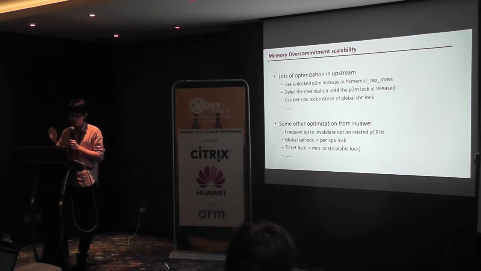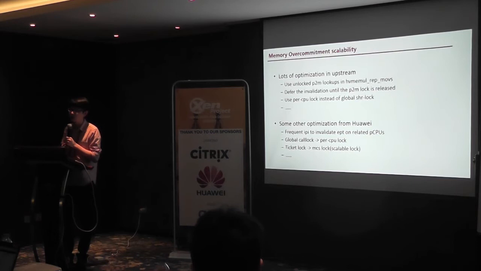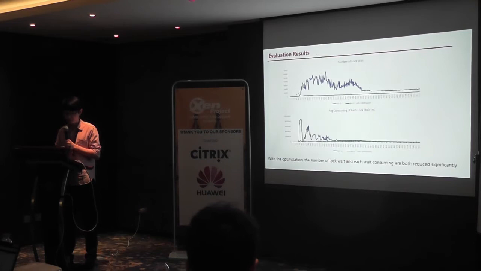So we rewrote it with a per-CPU lock to send the IPI, and we use MCS lock instead of ticket lock to make sure it is scalable. Okay, it's an evaluation result, but we need to skip the details. Just compare the blue line and the green line. It shows that with the optimization, the number of lock waits and each wait time are both reduced significantly.